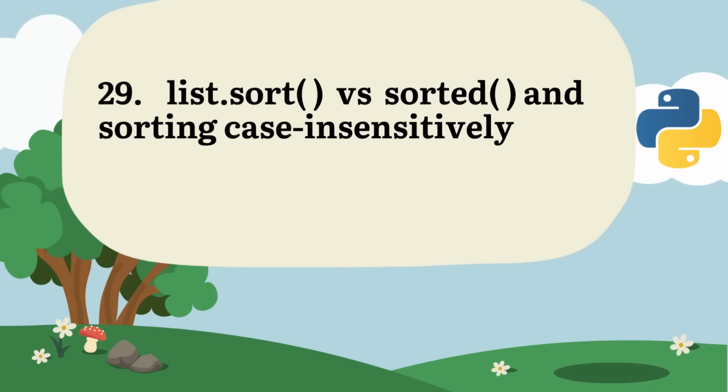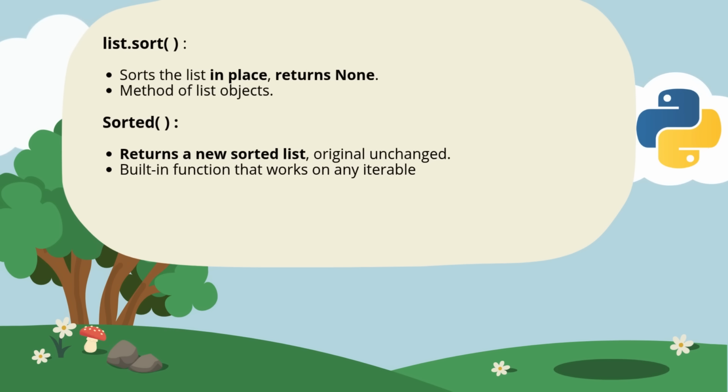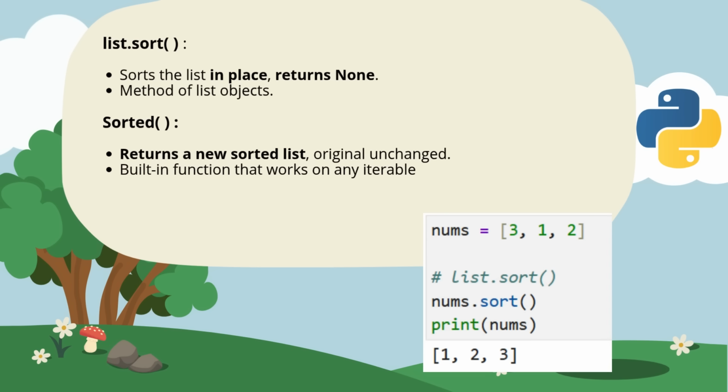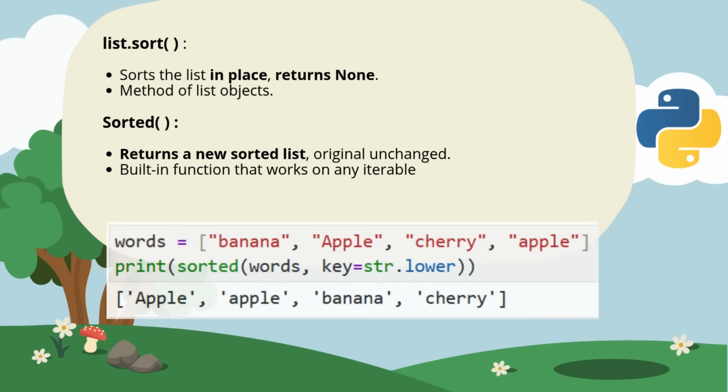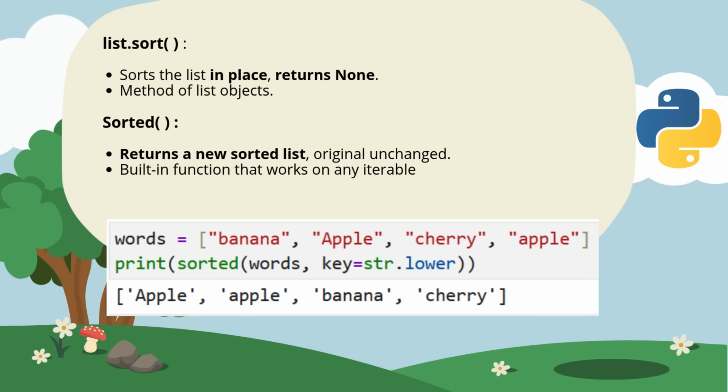Moving on, what's the difference between list.sort and sorted, and how do you sort case insensitively? List.sort changes the list in place and returns none. Sorted returns a new list, leaving the original untouched. If you want to sort ignoring case, use a key like str.lower, and you'll get a human-friendly order.